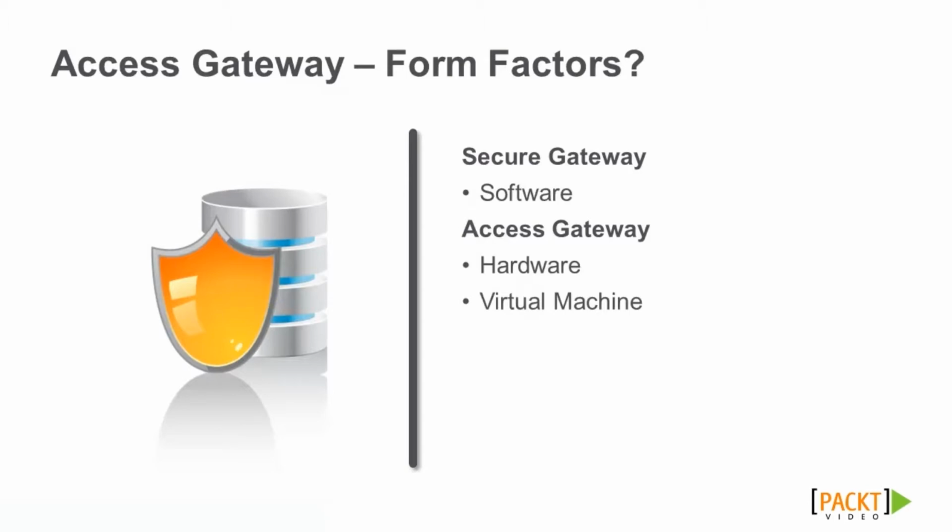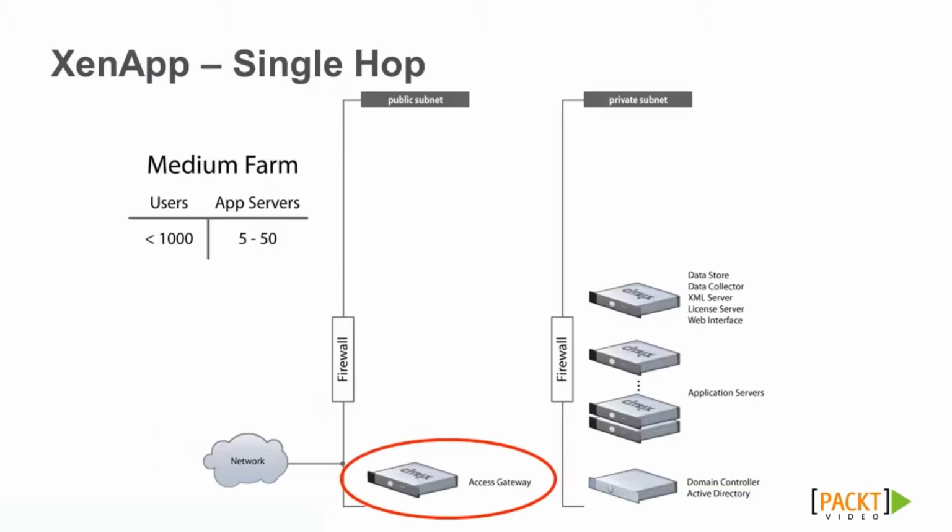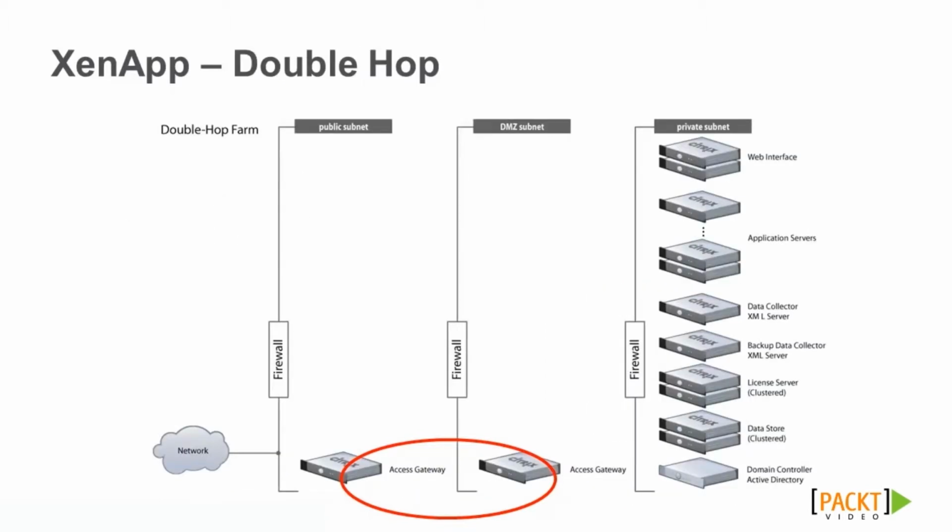The Access Gateway is typically installed in a single hop configuration, that is, in a DMZ network that separates the secure communication from the back-end XenApp farm, which you can see in the example diagram here. If you are using the Secure Gateway instead of the Access Gateway appliance, you would substitute a Microsoft Windows server here and install the Secure Gateway software on top of it. Keep in mind the Secure Gateway software is not very scalable and is not the recommended implementation.